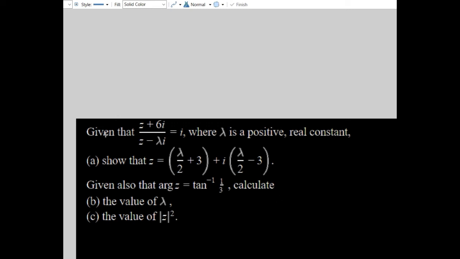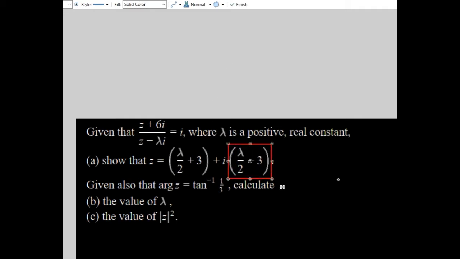Our problem is: given that (z + 6i) divided by (z - λi) is equal to i, where λ is a positive real constant, show that z is equal to λ/2 + 3 + iλ/2 - 3. Now, one of the things to consider would be just the way that this here is structured.